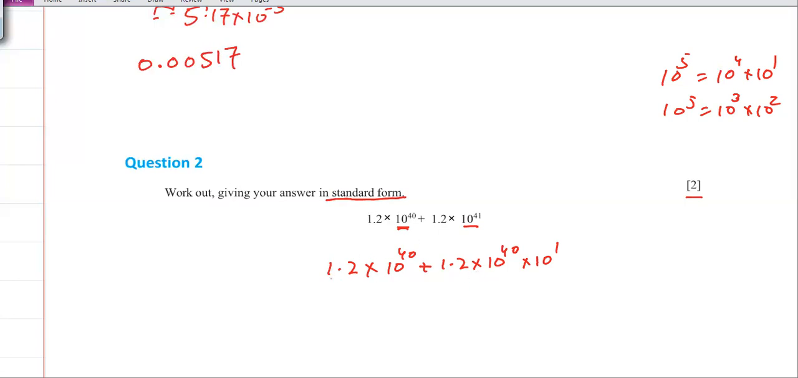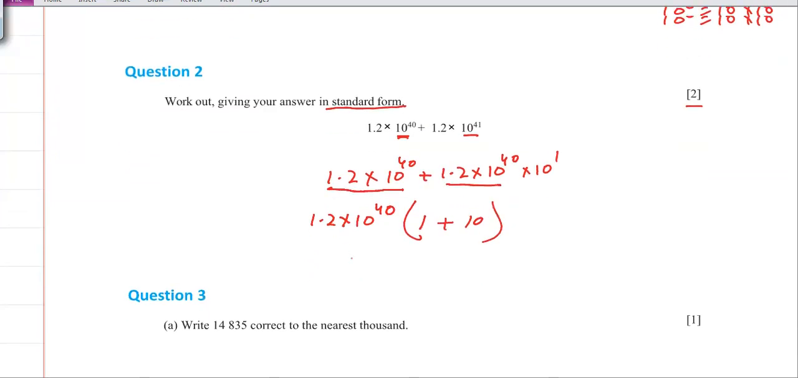Okay, now what I will do, I will take the common 1.2 into 10 to the power 40 because it is present in both. So I will take this one as common, 1.2 into 10 to the power 40. When I take the common, here will be left only 1, and plus what will be left here? 10 only. 10 to the power 1 means 10. So now what will it become? It will become 1.2 into 10 to the power 40 into 11. Now you can multiply 11 with 1.2.